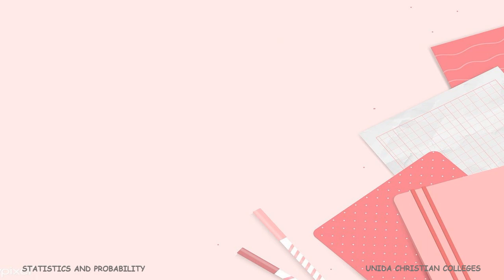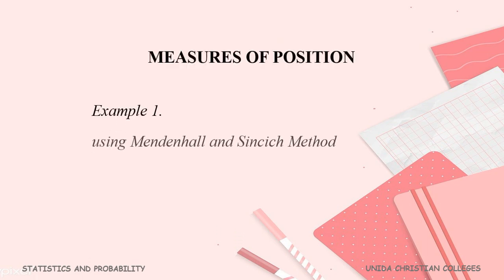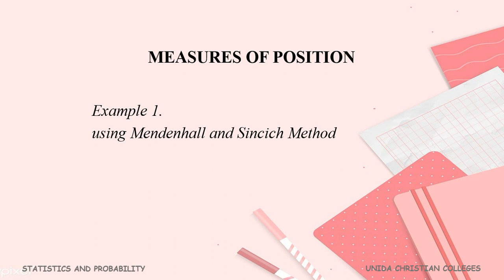Okay? Ayan, let's have our example number 1. And here, we will use the Mendenhall and Sensich method. O, tatandaan ha, in solving the position in Mendenhall and Sensich method po, kapag Q sub 1, round up. Kapag Q sub 3, round down. Kapag decile at percentile po, round off sa position. And then solve for the value.